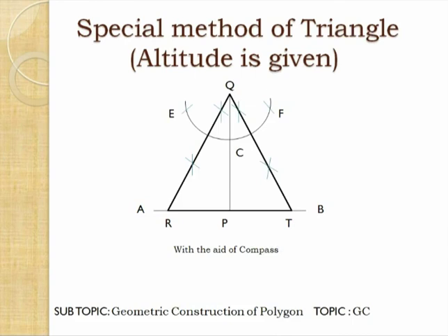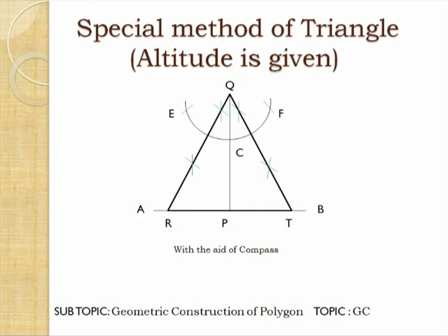Then the special method of the triangle when the altitude is given. Here also we know the altitude, meaning the length PQ we know, and we are doing the geometrical construction with the aid of a compass. We will use the compass here. So again you draw any line AB. On line AB you take point P anywhere. Then at P you make a perpendicular to line AB. Then take the length of perpendicular PQ equal to the length of altitude that is given to us in the data.